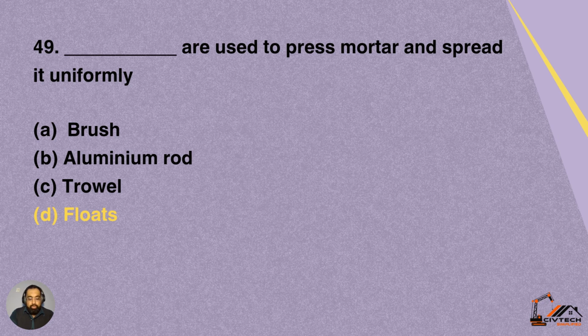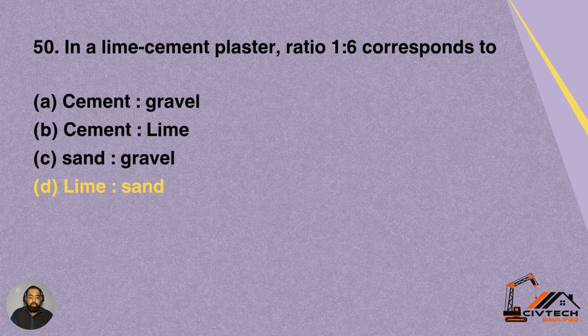Then we have question 49. Dash are used to press mortar and spread it uniformly. So it's a tool being used by the masons to spread the mortar on the wall. So option A is brush, B aluminium rod, C trowel, D floats. So it's a float. Option D is correct.